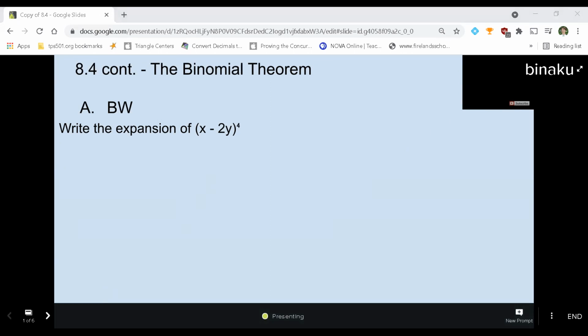Was it top row 0? Top row is 0. The first row first. Just the number 1, right? The number 1 is the 0th row. Then 1, 1 is the first row. 1, 2, 1 is the second row.